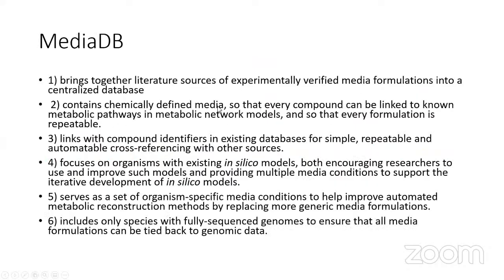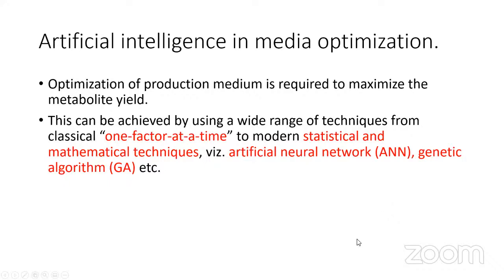And you have a chemically defined medium so that every compound can be linked to a metabolic pathway. The links with compound identifiers are also there, and they are simple, repeatable, automated cross-linking formats. It focuses on organisms with existing in silico models. Therefore, once you have in silico models, you could provide multiple media conditions to support them. This serves as a set for organism-specific media, and it includes only species that are fully sequenced. So unknown species cannot be processed through this.